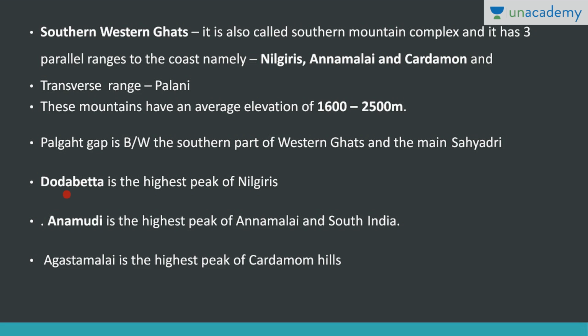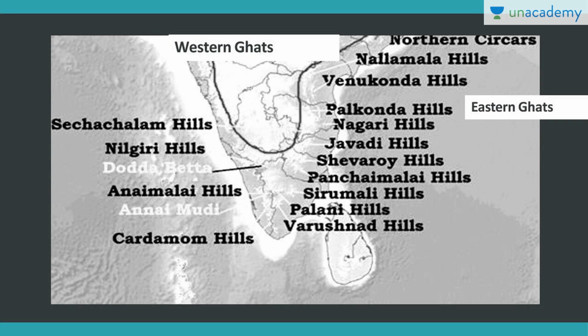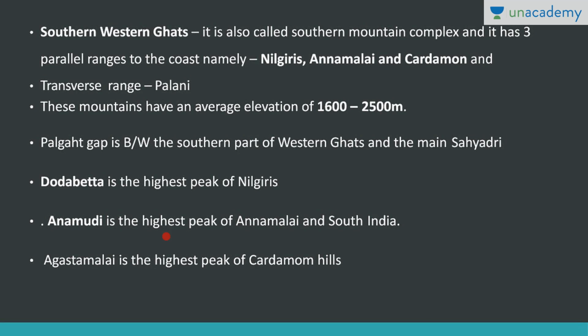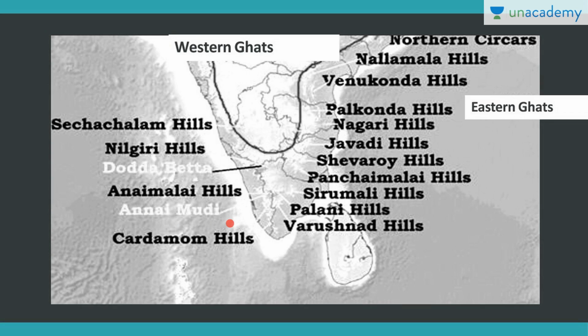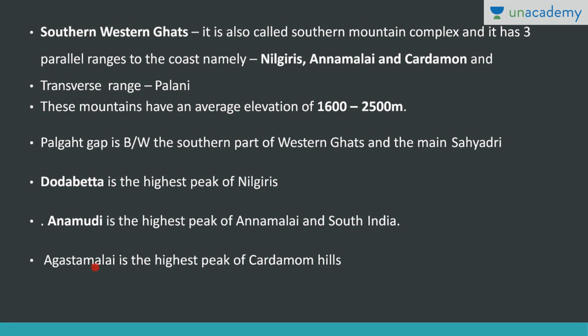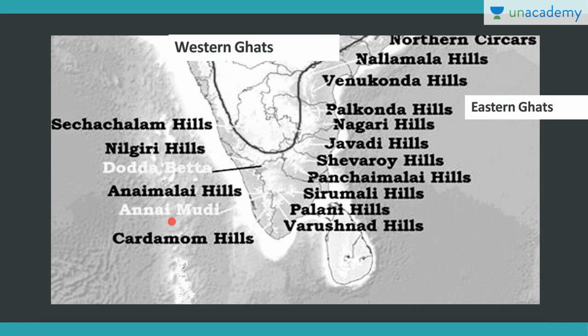Now in these ranges, Doda Beta is the highest peak of Nilgiris. Then Anai Mudi is the highest peak of Annamalai, and Anai Mudi is also the highest peak of South India. Then Agastamalai is the highest peak of Cardamom Hills. So this is the southern mountain complex. Nilgiri Hills, the highest peak Doda Beta; Annamalai, the highest peak Anai Mudi, which is also the highest peak of southern India; and the third one, Cardamom Hills, the highest peak is Agastamalai; and one transverse range, that is Palni Hills. So these are the southern Western Ghats.